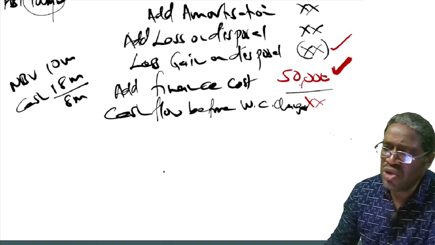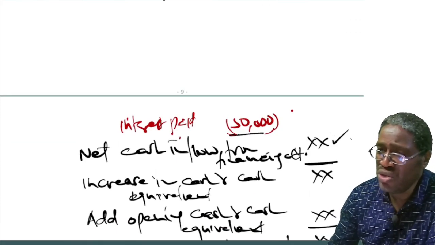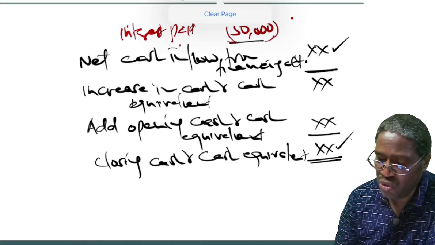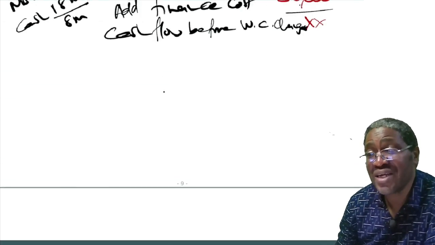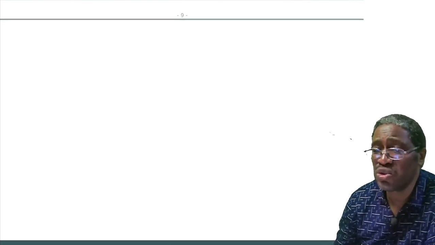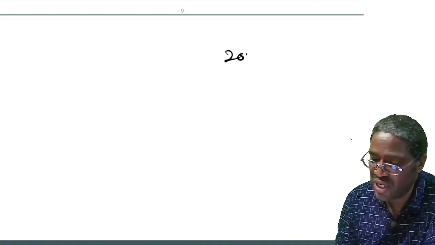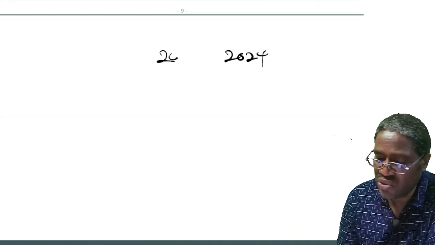Then you now come and incorporate the working capital items. Everyone knows what is working capital. Working capital, of course, you know, includes current assets and current liability. So the examiner will give you two balance sheets. Let us assume he gives you a balance sheet for the year 2024 and a balance sheet for the year 2023.